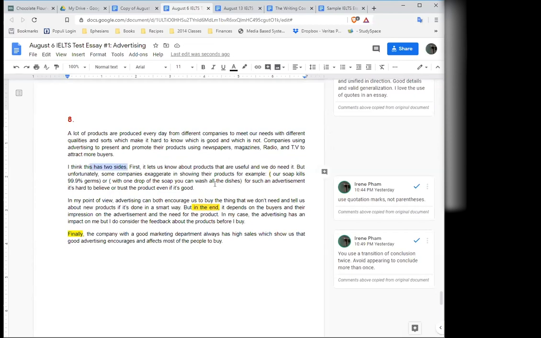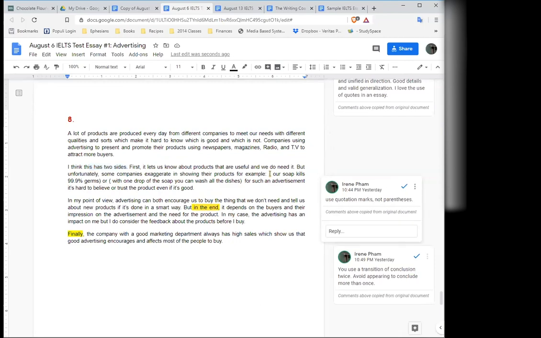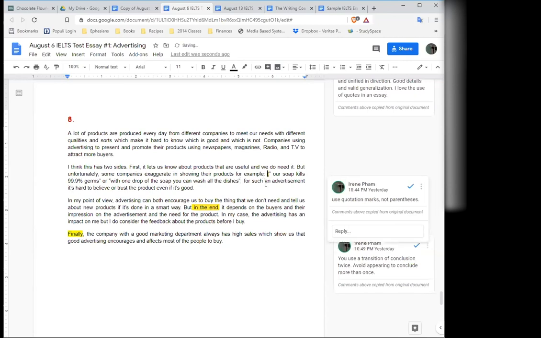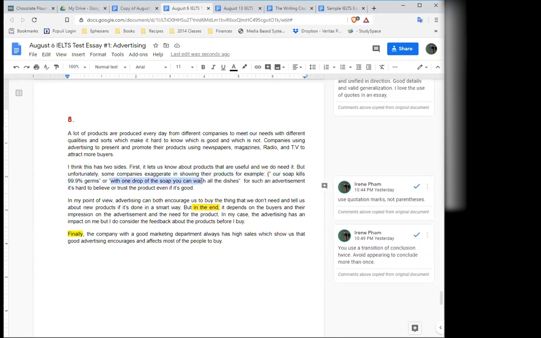"I think this has 2 sides." Okay, maybe it does, but let's try to be firm about one or the other. All right, I'll go ahead and keep reading and see where you come out. This, by the way, should be a quotation mark like this instead of a parentheses. I notice a lot of people in Hello Talk use these parentheses instead of quotation marks. I don't understand why. Maybe it's hard to reach the quotation mark on your phone. Do you think? So use quotation marks around a quote like this.